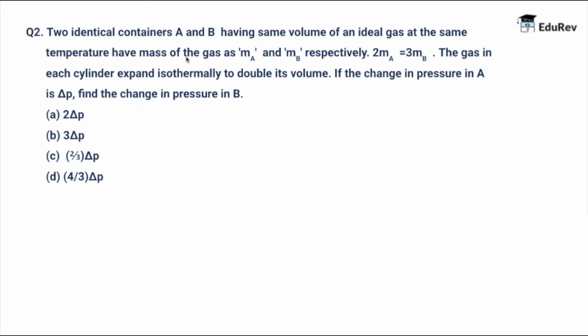Question number 2 states that two identical containers A and B having same volume of an ideal gas at the same temperature have masses of gas as Ma and Mb respectively, where 2Ma will be equal to 3Mb. Now the gas in each cylinder expands isothermally to double its volume. And if the change in pressure in A is delta P, we need to find the change in pressure in B.